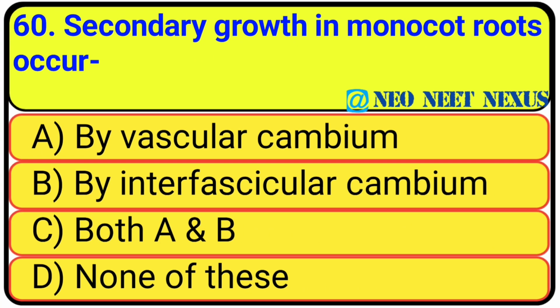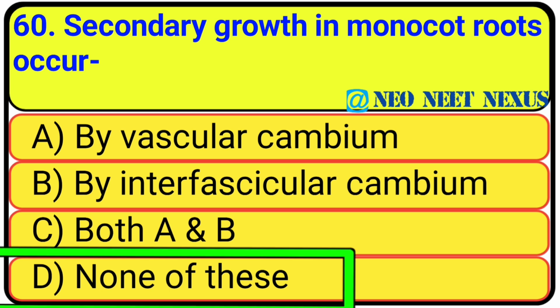Next, secondary growth in monocot roots occur A. by vascular cambium, B. by interfascicular cambium, C. both A and B, D. none of these. Correct answer is option D, none of these.